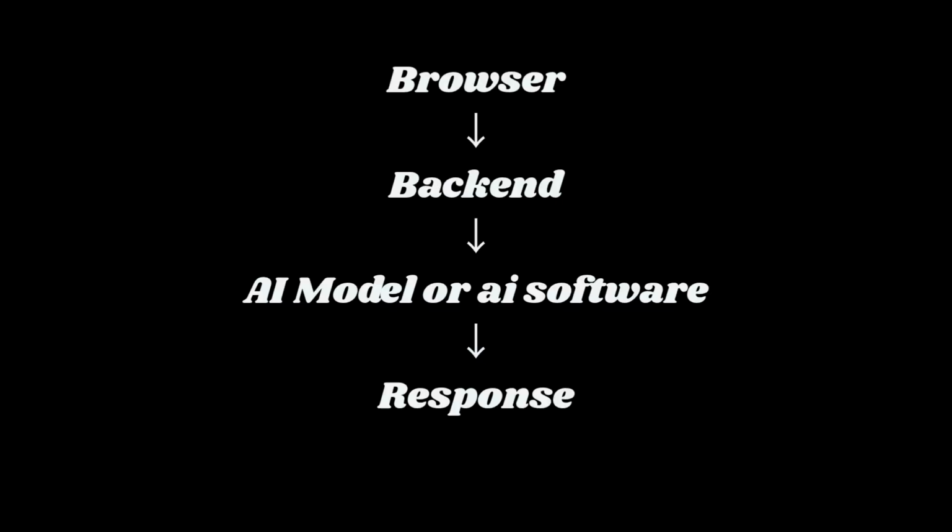At a very high level, the journey looks like this. There is a browser which is sending the prompt to the backend, and the backend is going to use this AI model or the AI software, and then a response will be given back to the browser. That's it. But now let's break it down.